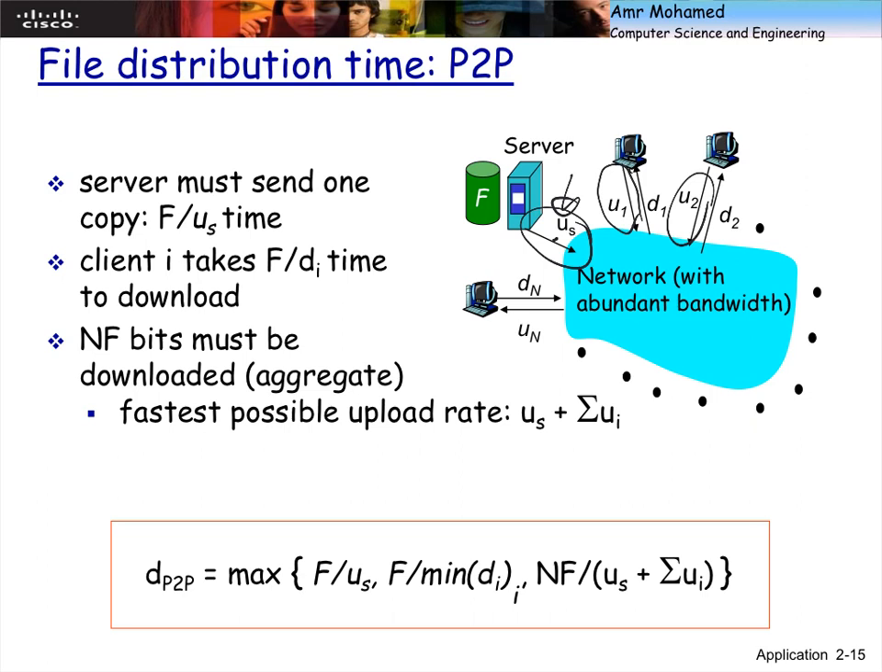So that's why, if we do this really carefully, and we send the first chunk to one user, the second chunk to a second user, and so on and so forth, if everything works fine, by the time the server finishes sending one file content, all the different chunks will be distributed to all clients, to all peers. So this is one possible scenario. The distribution time in that case is F over US.